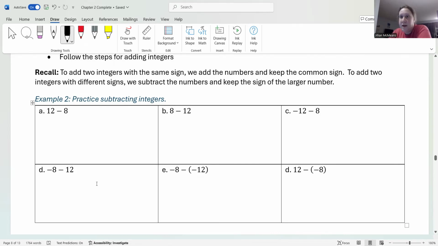So we have 12 minus 8. We can all shout out to the sky, hey, 12 minus 8 equals what? 4, okay? We all know that 12 minus 8 equals 4, but right now we're practicing converting this to addition and then following the addition rules.